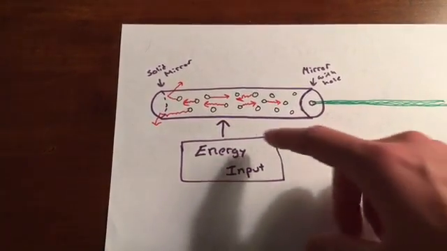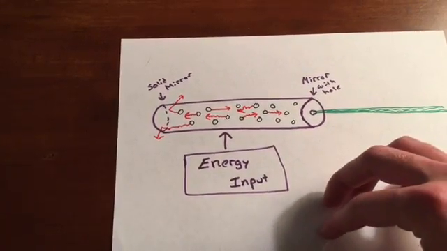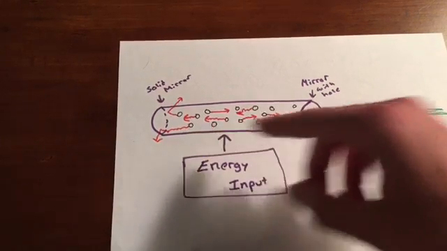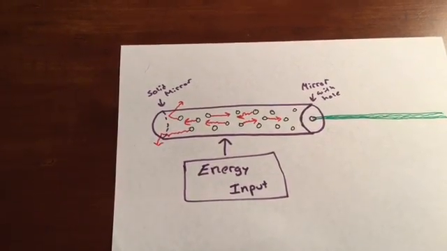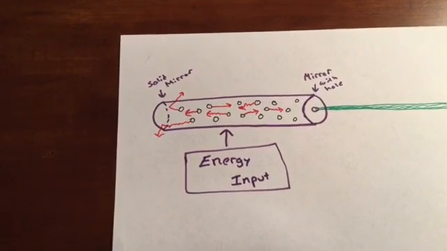But some of these photons line up parallel with these mirrors. These photons that line up parallel with these mirrors start bouncing around inside of the tube. When this happens, it creates a constant wavelength.